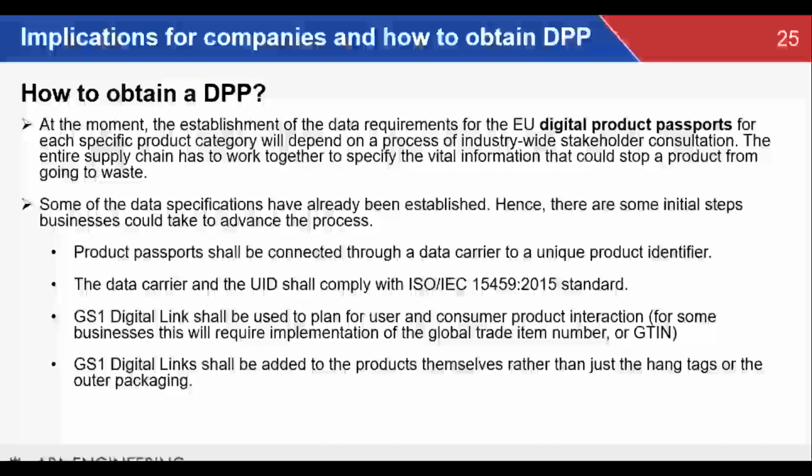Hence there are some initial steps that companies can take to advance the process. There are some points which I have added here. For example, GS1 Digital Link shall be used to plan for user and consumer product interaction, and the same GS1 Digital Links shall be added to products themselves rather than just the hang tags or the outer packaging. There's a list of these in the next slide as well.